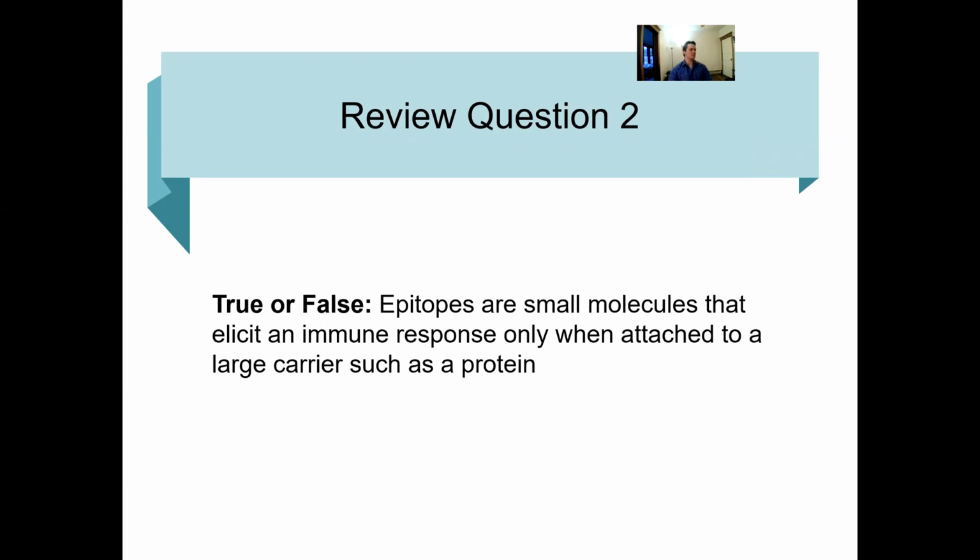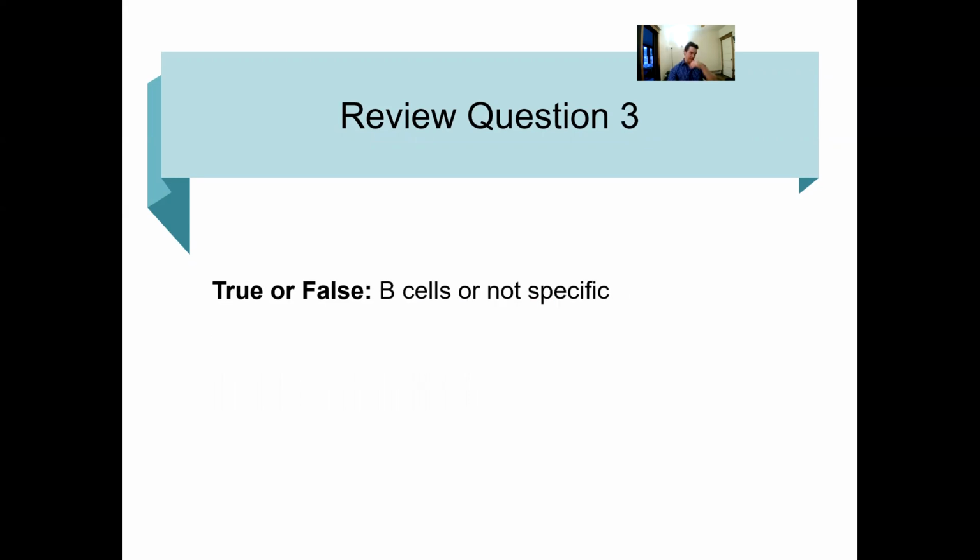Moving on to epitopes are small molecules that elicit an immune response only when attached to large carriers such as a protein. Is this true or false? Is that what epitopes are? That's false. Remember, the correct answer is a hapten. A hapten are the small molecules. Okay, that's a typo over there.